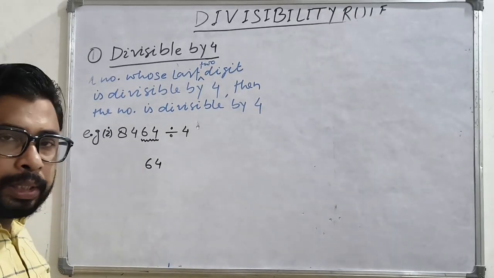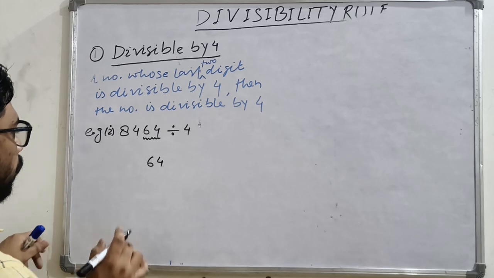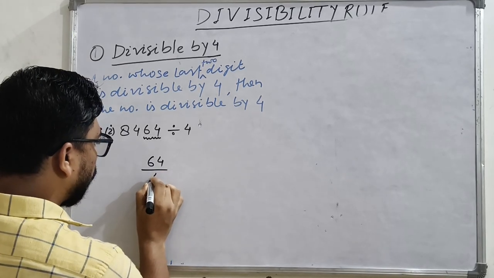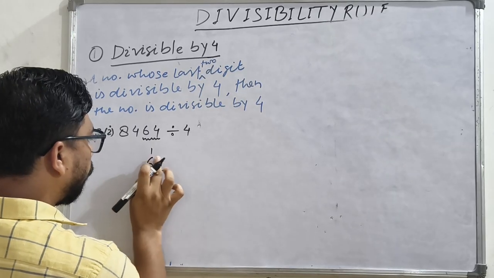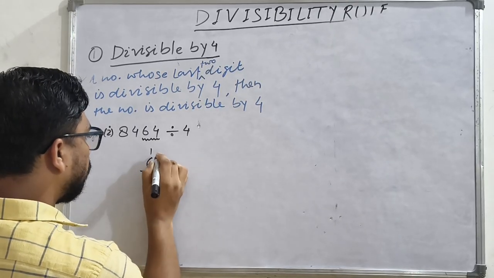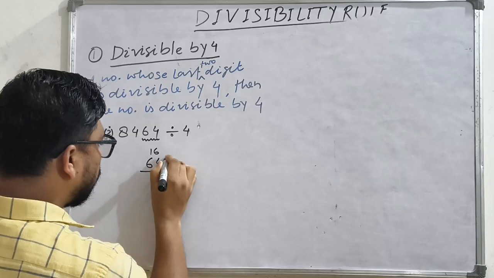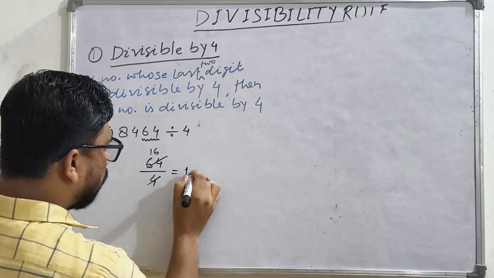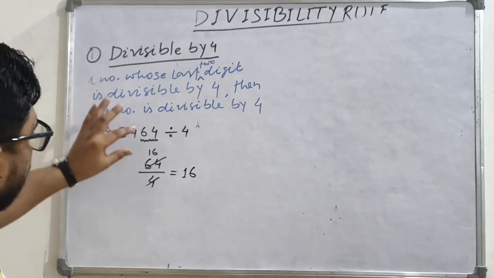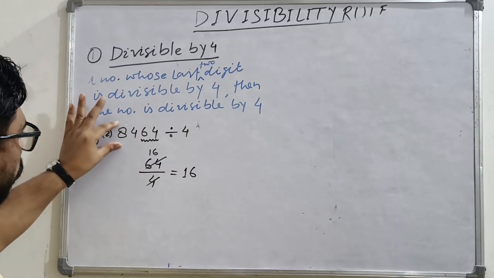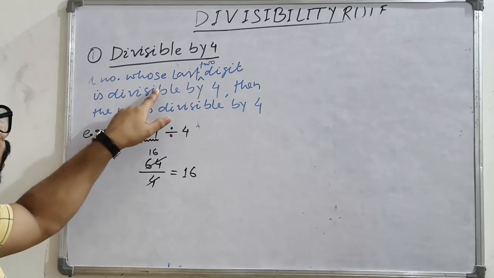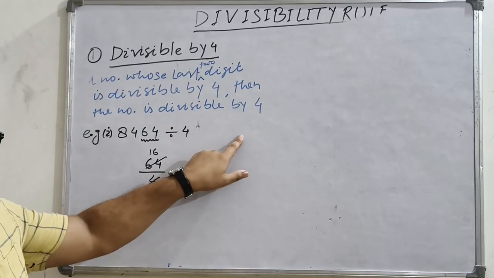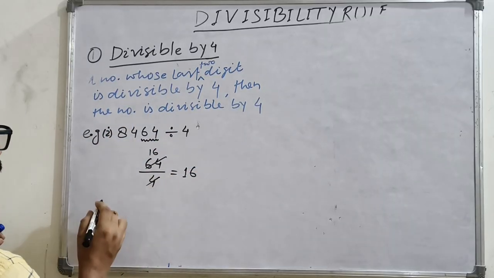Is 64 divisible by 4 or not? Just divide. 4 1s are 4, 4 2s are 8, 4 6s are 24... 16. It means the last two digits of the given number are divisible by 4. Hence, the whole number will be divisible by 4.